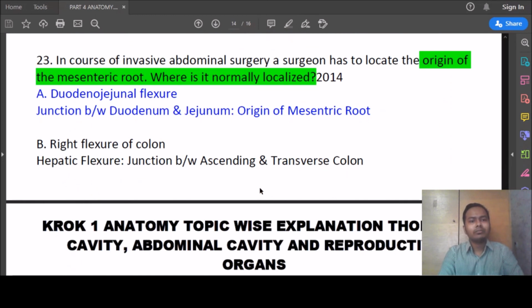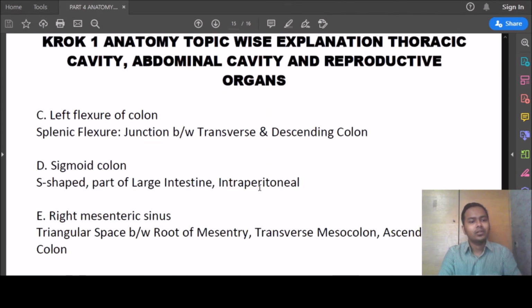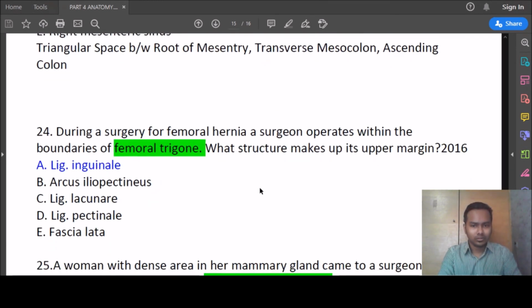In the course of invasive abdominal surgery, a surgeon has to locate the origin of the mesenteric root, where it is normally localized. The origin of the mesenteric root is the duodenojejunal flexure. This is the junction between the duodenum and jejunum. That is the origin place of the mesenteric root. Duodenojejunal flexure. And for the next question, the upper margin of the femoral triangle is the inguinal ligament.